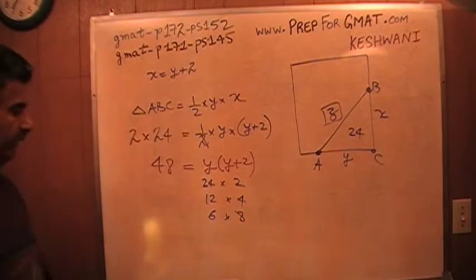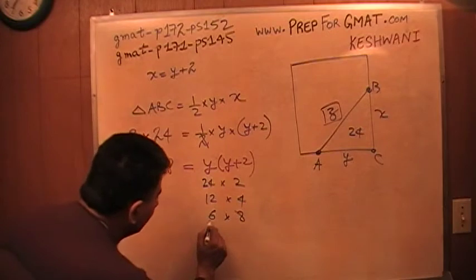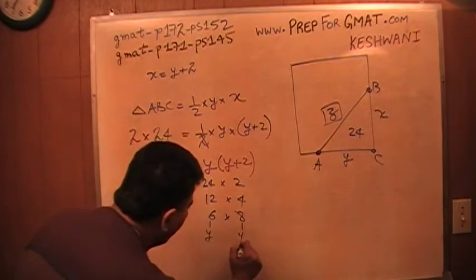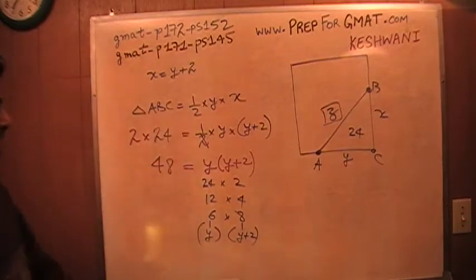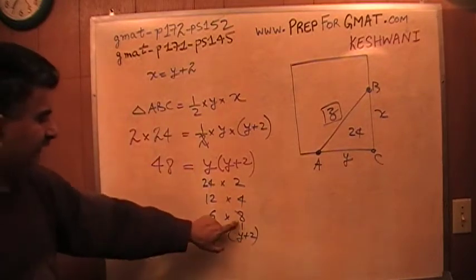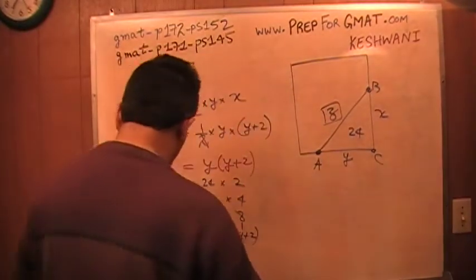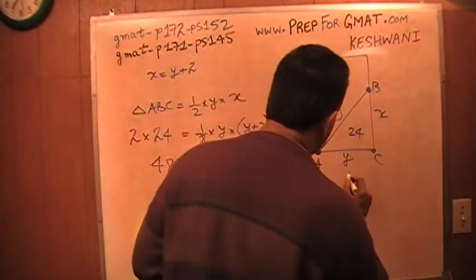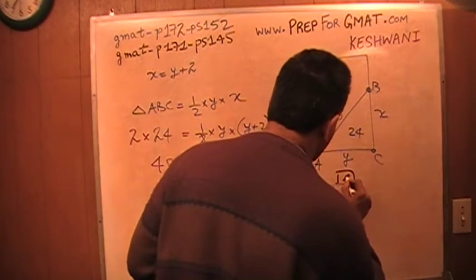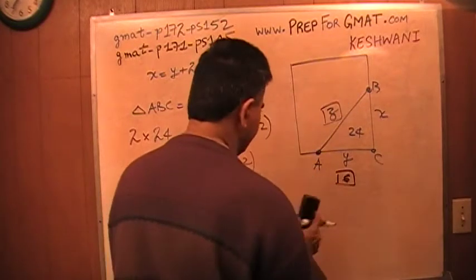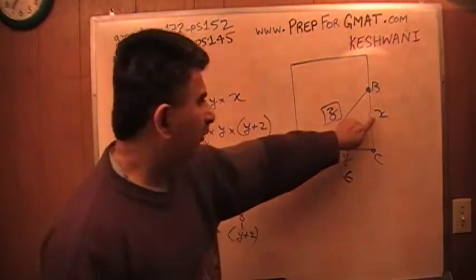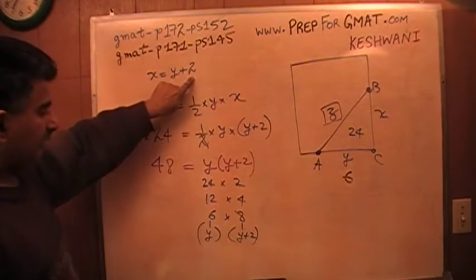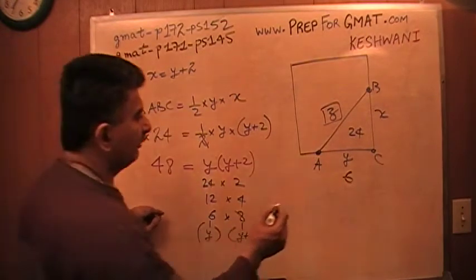There you go, 6 times 8. That tells me that y is 6 and y plus 2 is 8. So your y is 6. We just found it. Let's put it here. Y is 6, and since x, we are told, is 2 more than y, and y is 6, this would have to be 8.